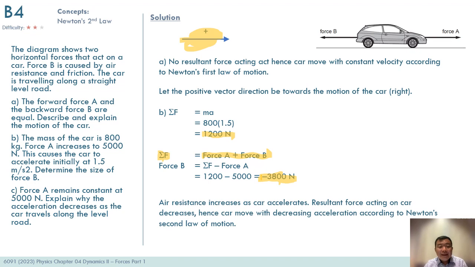In part C, you are asked to explain why the acceleration decreases when the driving force, which is force A, remains at 5000 Newtons. Now, there is an acceleration of the car when the engine force becomes 5000 Newtons, so the car will speed up. But as the car speeds up, the air resistance force will increase over here.